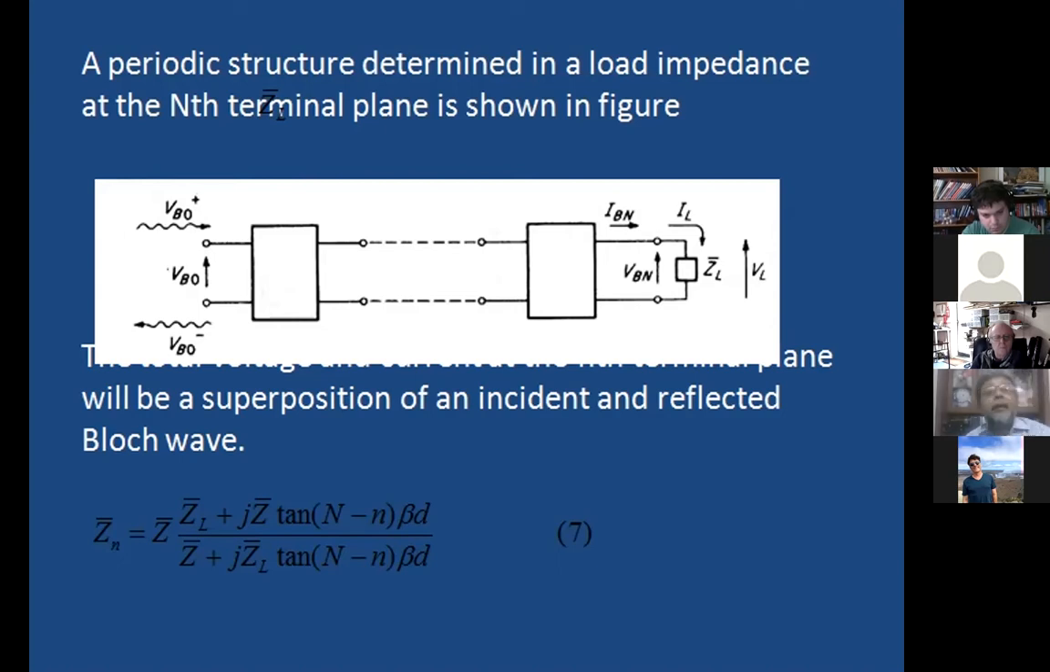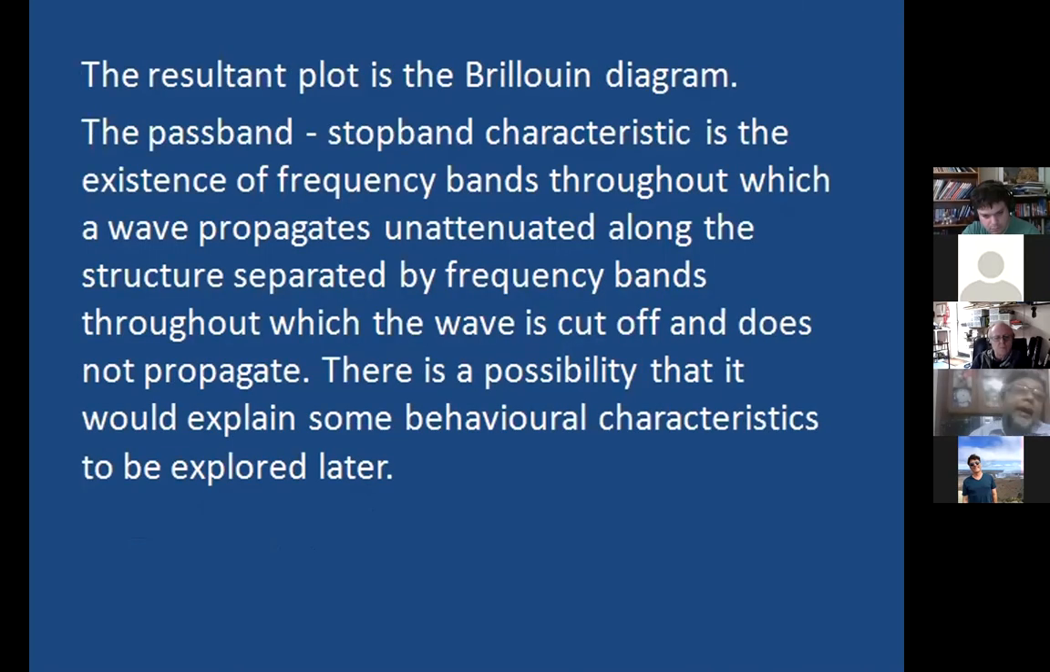Now, the resultant plot is the Brillouin diagram. This is very crucial according to us, because when we talk about the Brillouin diagram, we have the different zones. We have the pass band, stop band like characteristics. Okay, so some frequency is existing, some frequency is not. Some it is stopping, some frequency it is allowing. So the pass band, stop band characteristic is the existence of frequency bands throughout which a wave propagates unattenuated along the structure, separated by frequency bands throughout which the wave is cut off and does not propagate.